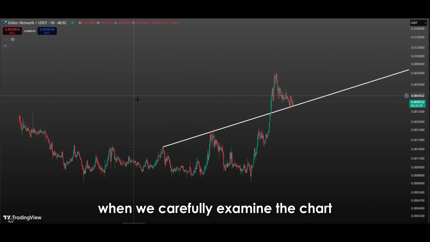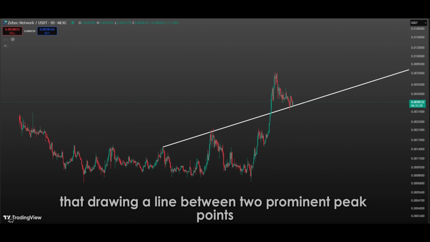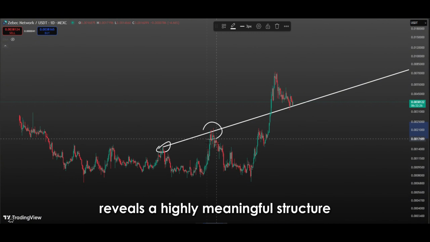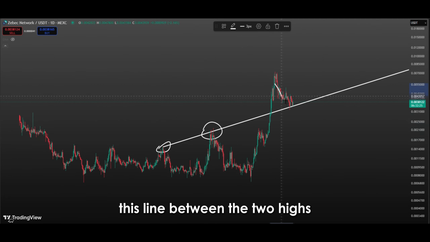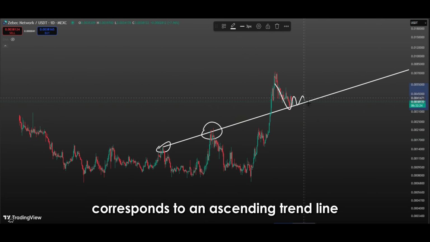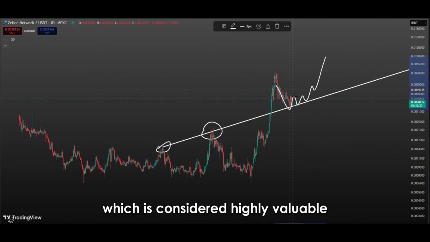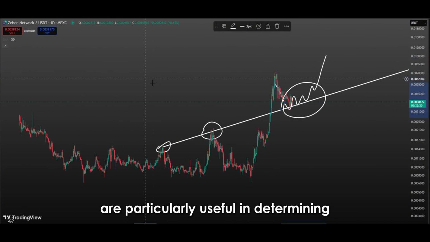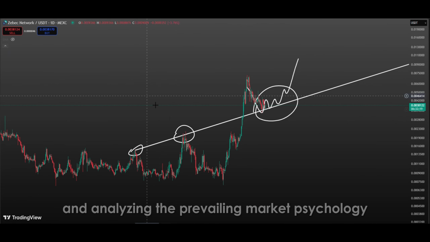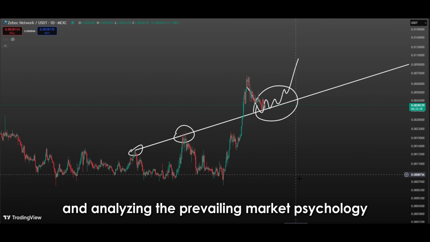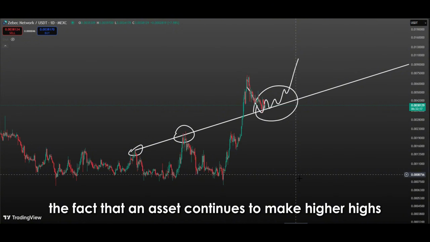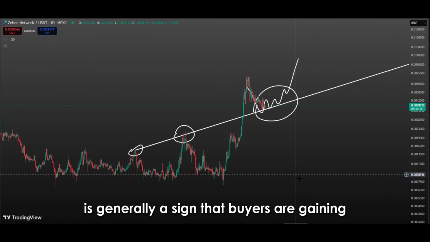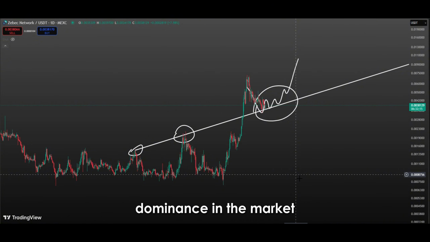When we carefully examine the chart, it's immediately clear that drawing a line between two prominent peak points reveals a highly meaningful structure. This line between the two highs corresponds to an ascending trend line, which is considered highly valuable in technical analysis. These types of structures are particularly useful in determining the direction of the price and analyzing the prevailing market psychology. The fact that an asset continues to make higher highs is generally a sign that buyers are gaining dominance in the market and the upward trend is strengthening.